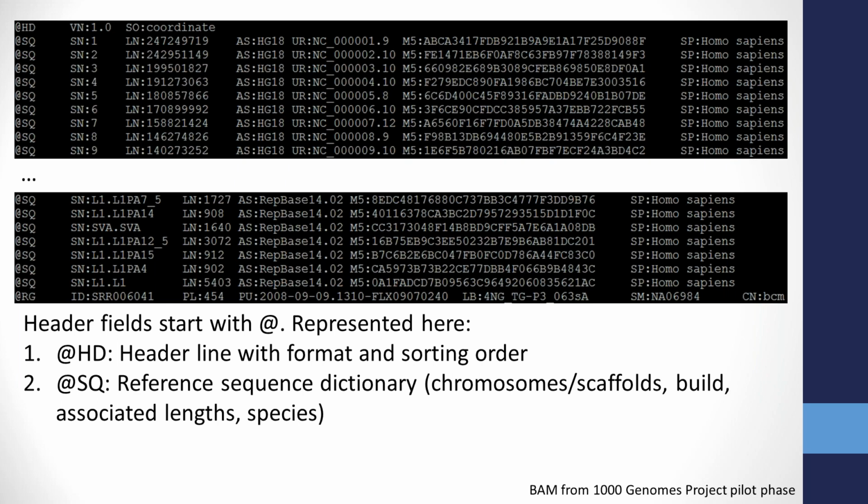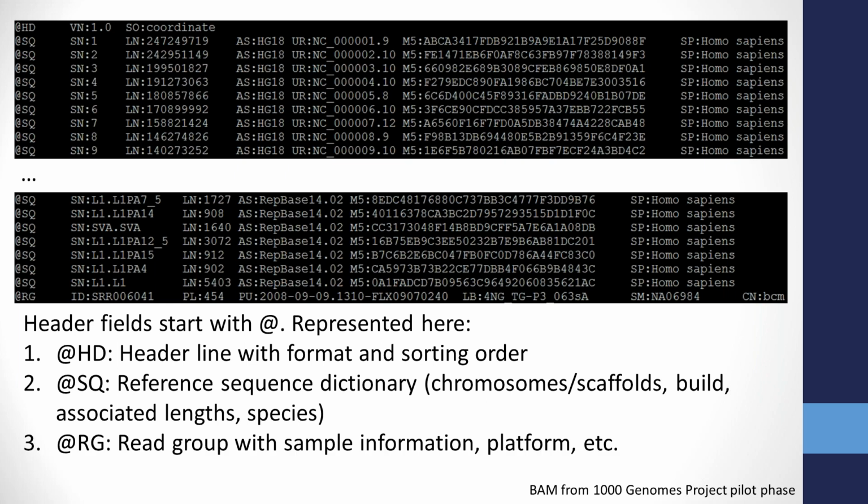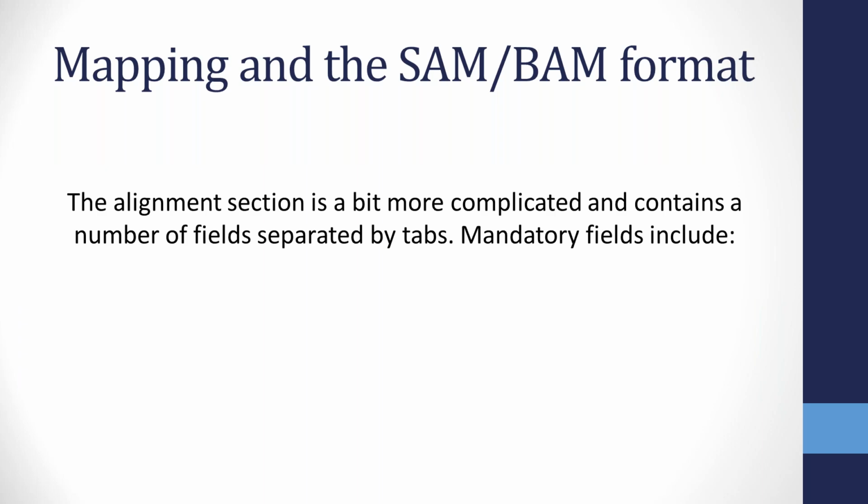In this example, we're also including something about the reference sequence dictionary. So basically, this is the chromosomes, how big they are, that kind of stuff. And then a little bit of information here at the end about read groups. Read groups are basically sample information, and can include stuff about sequencing platform, that kind of thing. The alignment section is a bit more complicated, and it can actually differ from application to application.